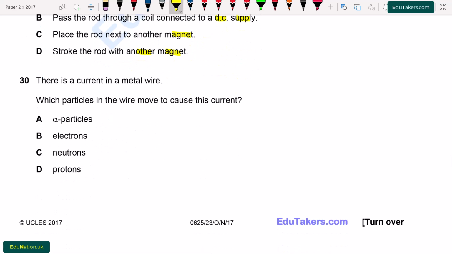Question number 30. There is a current in a metal wire. Which particles in the wire move to cause this current? Option A, alpha particles, B, electrons, C, neutrons, D, protons. Because of the movement of the electrons, there is a current in the metal wire. From here, option B is correct.